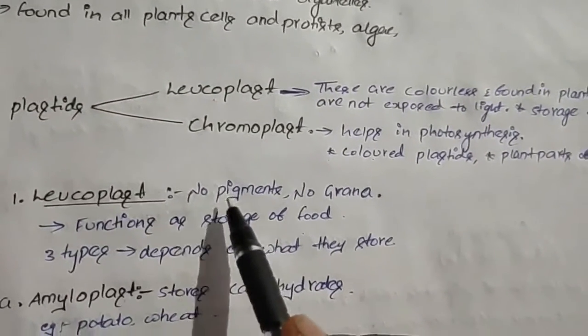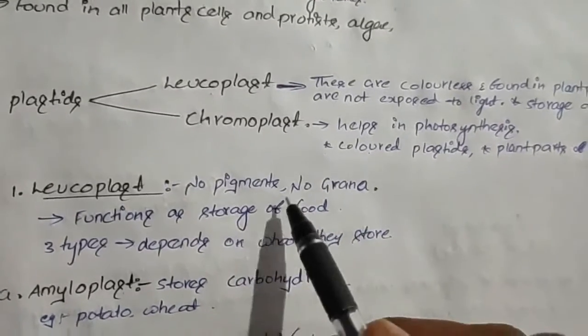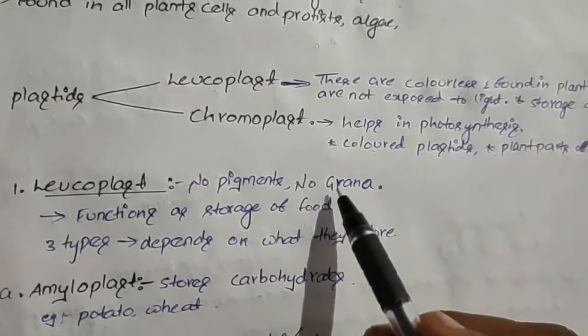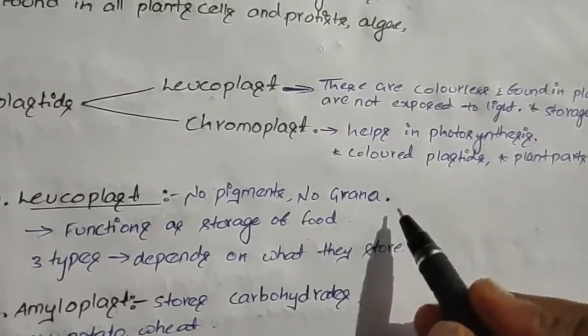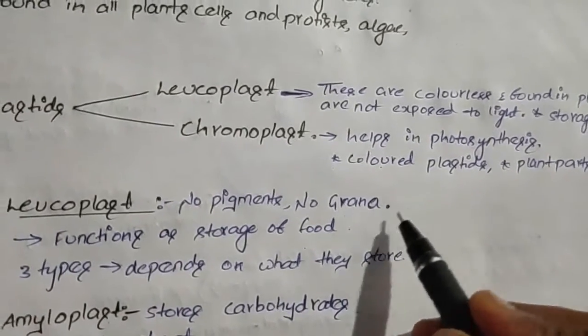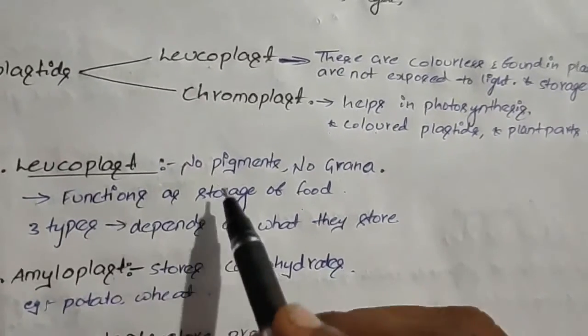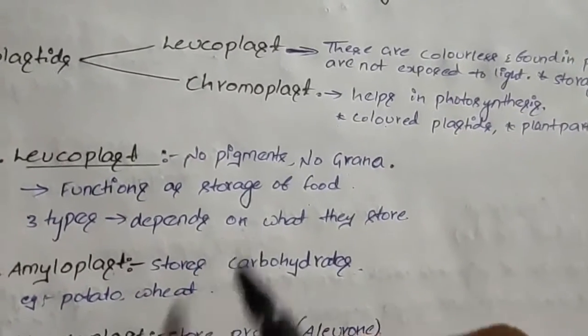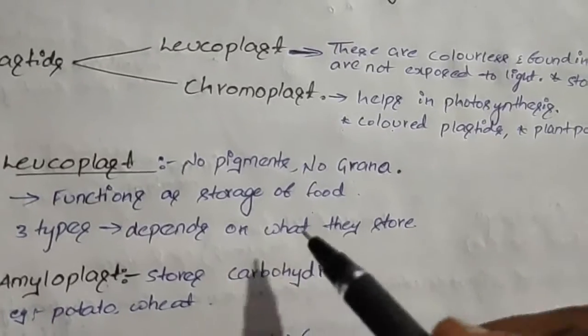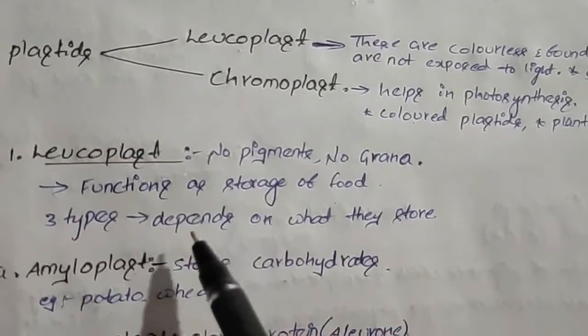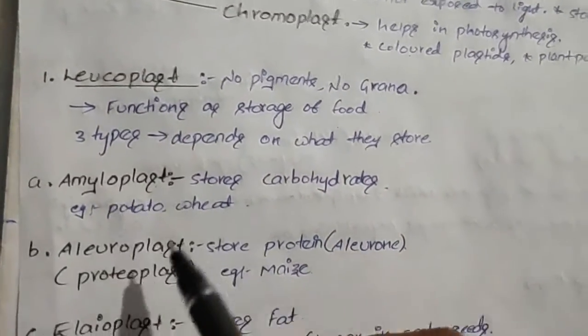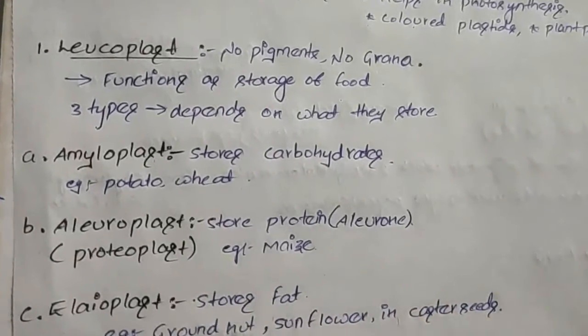This leucoplast is non-pigmented because it is colorless and no pigments are present in it, and no grana is present. Grana means a group of thylakoids together. The function of the leucoplast is to store food material. Based on which type of food material it stores, the leucoplast is divided into three types: amyloplast, aleuroplast, and elaioplast.